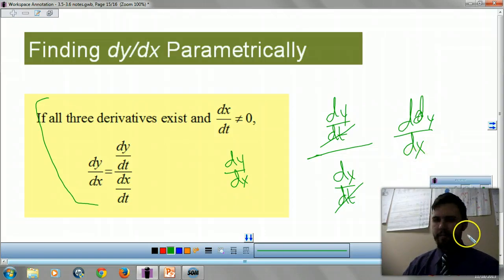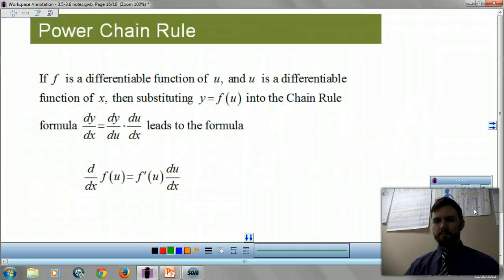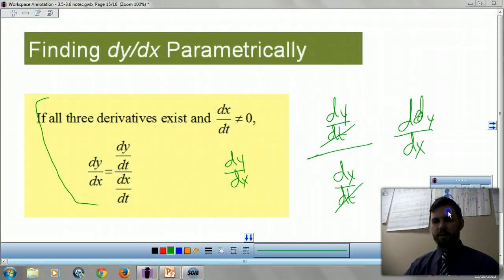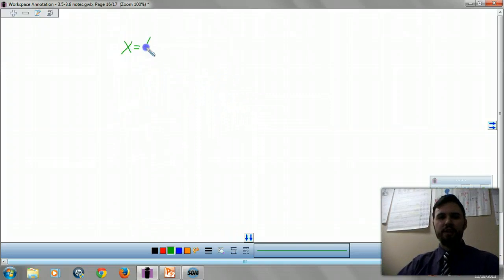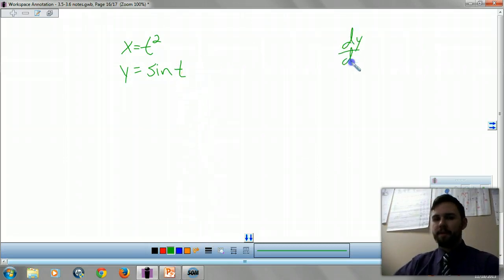Crazy! Let's try one. Suppose x equals t squared and y equals sine of t. And we want to find dy over dx, the derivative of y with respect to x.